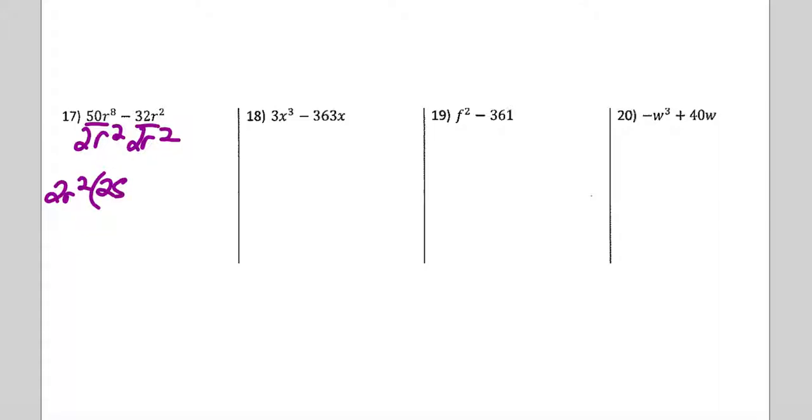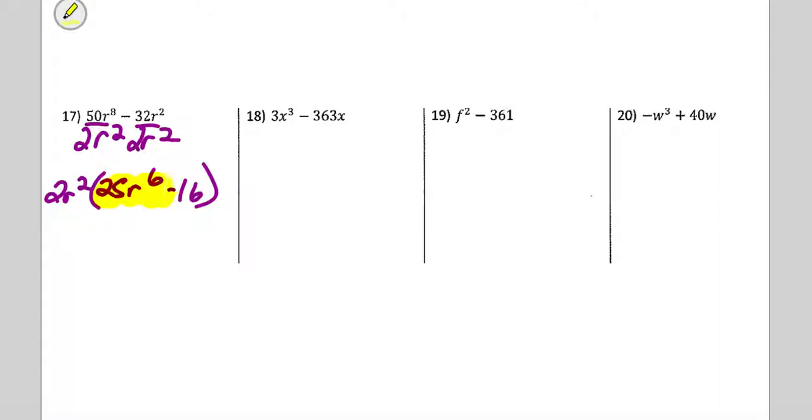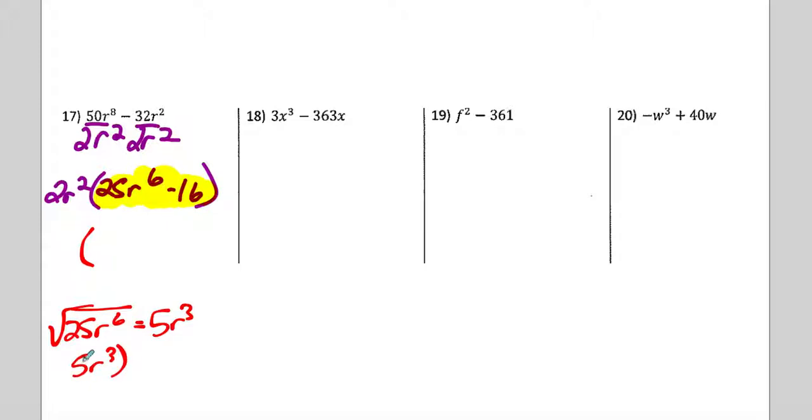We're left with 25 r to the 6th minus 16. So same deal as last time. That's great that we factor out a GCF, but let's try to keep going. Can we factor what's left in the parentheses? Yeah, so the square root of 25 r to the 6th is 5 r to the 3rd. So what that means is, what is 5 r to the 3rd squared? Well, I hope it is 25 r to the 6th.